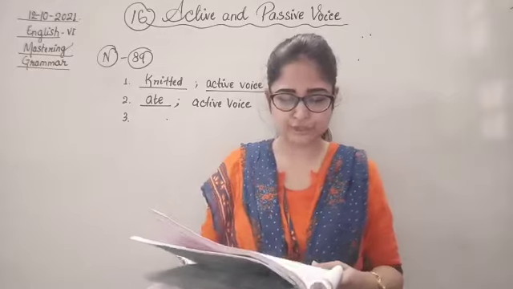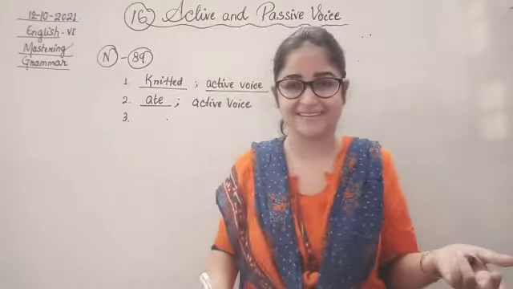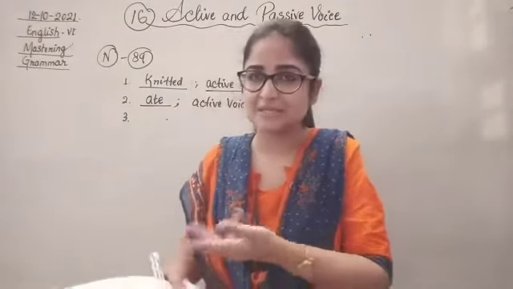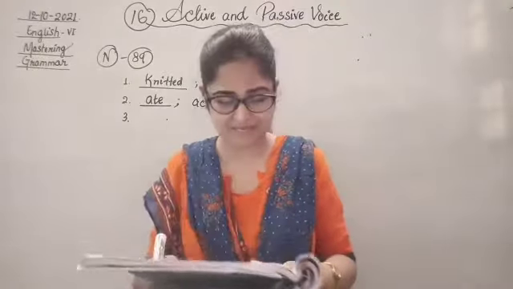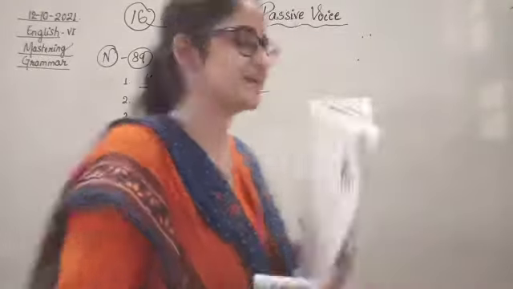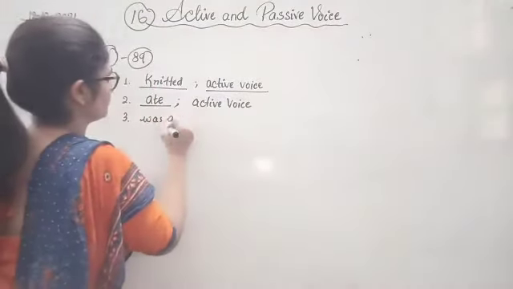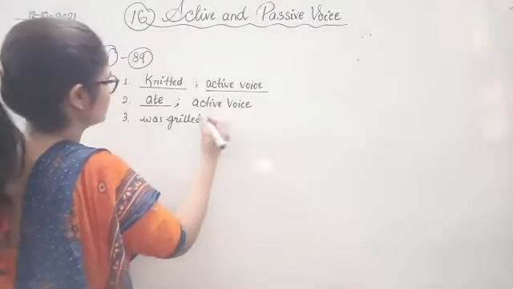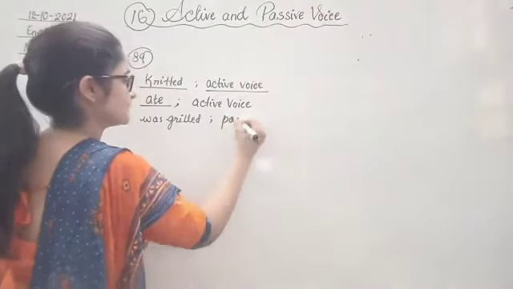The fish was grilled by me. So the fish is not grilling anything. The fish is not the doer of the action. Grilled by whom? By me. So me is in the object. So this one is going to be in passive voice, and was grilled is our verb in simple past, and here it will be passive voice.